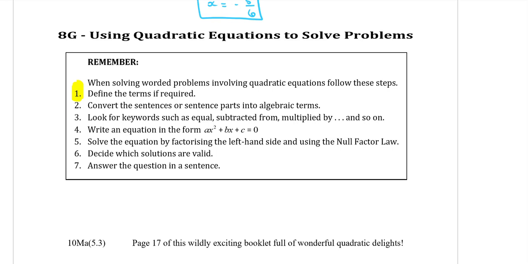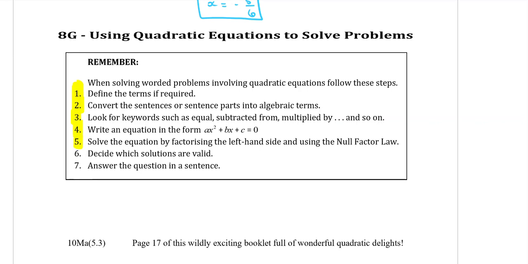So in some questions, you're not given a pronumeral to use, so you may need to define that from the start. Then convert the sentences or parts of sentences into algebraic terms. Look for the key words such as equal, subtract from, multiply by, so on to help you do that. Write your equation in the form ax squared plus bx plus c equals 0. So that's putting it into our trinomial form in the right order so that it's ready to factorise.